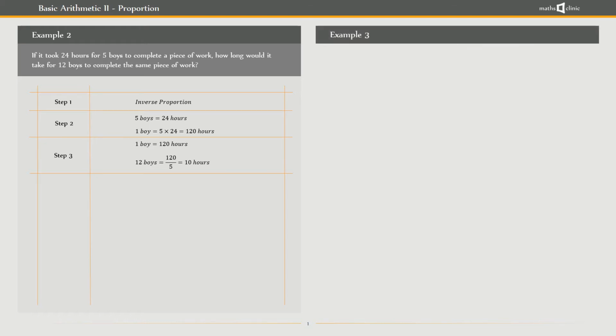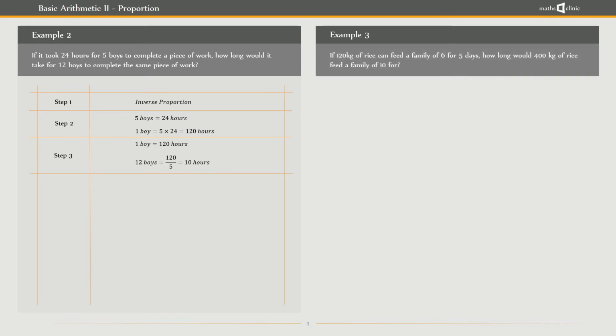Okay, so let's do another form of proportion. This example is a very interesting one, and this one is compound proportion. Now what this is, is a mix of both. It has direct proportion and it has inverse proportion. And what you have is, if 120 kilograms of rice can feed a family of 6 for 5 days, how long would 400 kilograms of rice feed a family of 10 for?